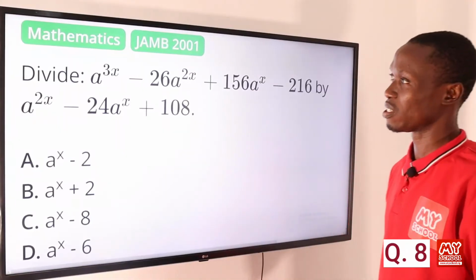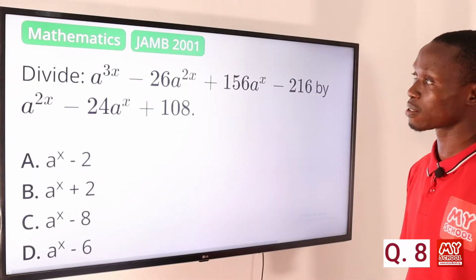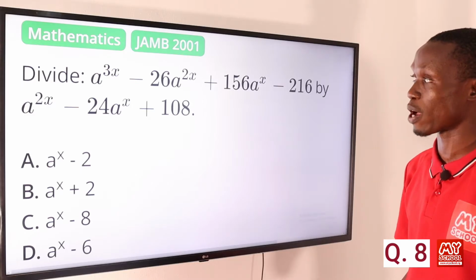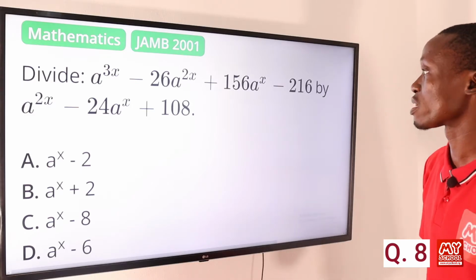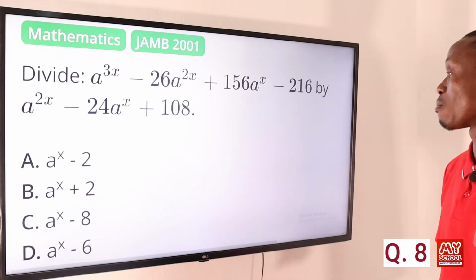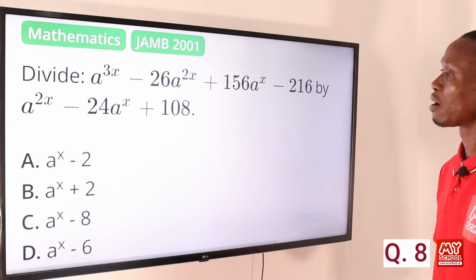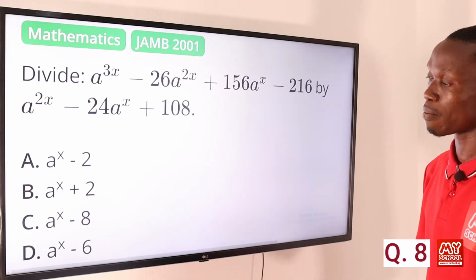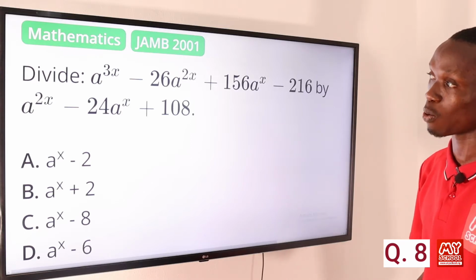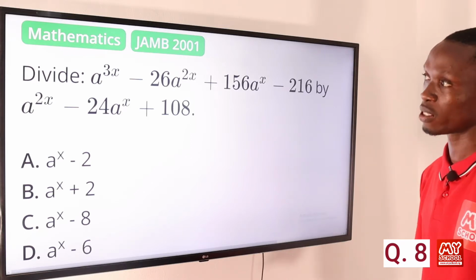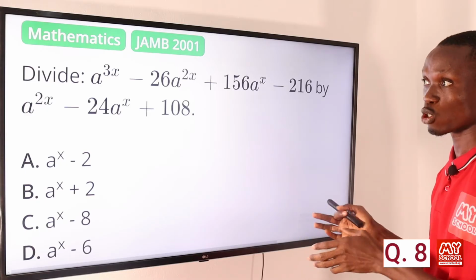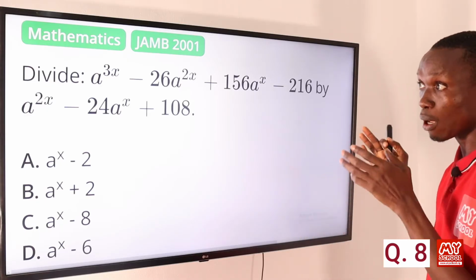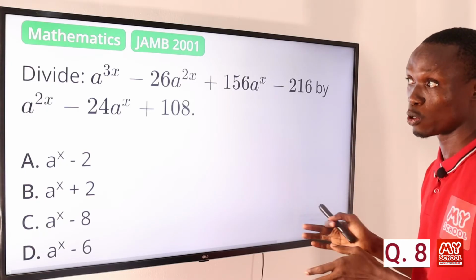Question 8. Divide a raised to power 3x minus 26a raised to power 2x plus 156a raised to power x minus 216 by a raised to power 2x minus 24a raised to power x plus 108. So this is a question on polynomial, division of polynomial.